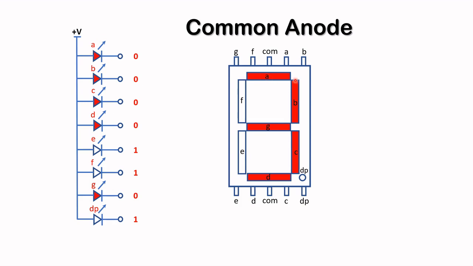Now for 3, if you want to display the digit 3, you want A, B, C, D, and G. And so you put logic 0 here, 0 here, 0 here, 1, 1, 0, and 1. And you get 3. Let's just do one more. If you want a 5, you need A, F, G, C, and D. So A is 0, C is 0, D is 0, F is 0, and G finally is 0, and the rest are 1s. Alright, so you'll get a digit 5.